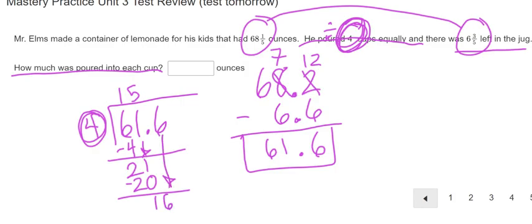And then bring the 6 down. Bring the decimal up into your answer. So it looks like there's 15 ounces or just over 15 ounces in each cup.